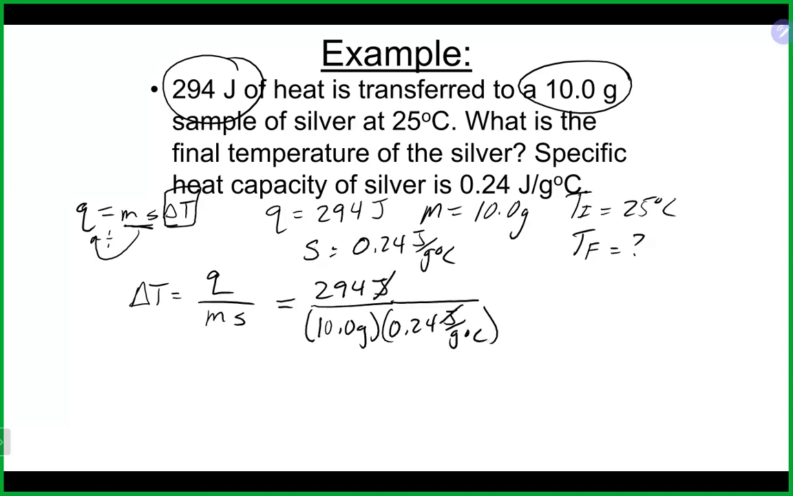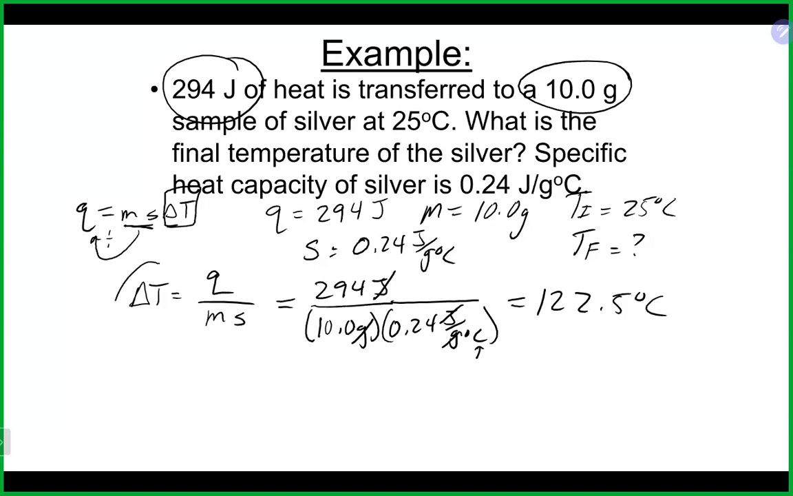Joules will cancel, grams will cancel. That will leave us degrees Celsius, which is good since we're looking for a temperature, and it will flip to the top once we divide. And we'll go 294 divided by 10, hit equals, divided by 0.24, hit equals. This is going to give us 122.5 degrees Celsius.